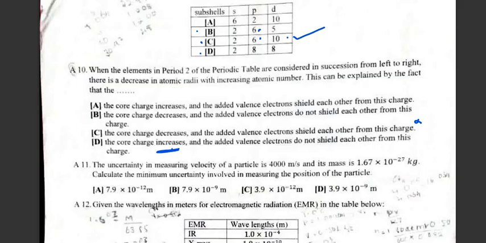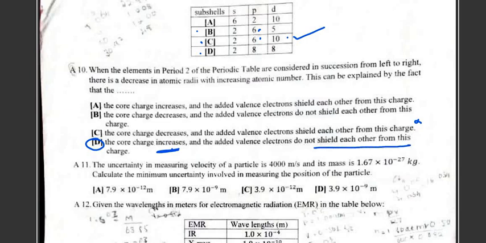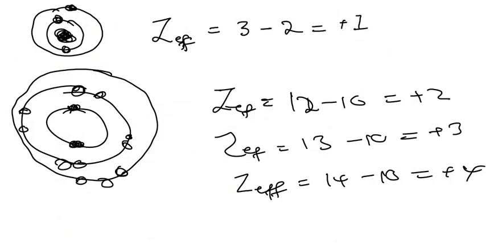So a point of correction here: the core charge increases and the added valence electrons do not shield each other because we're adding them in the last shell. We're not adding them in the shells in between. Like these 10 electrons you are seeing here, the first 2 and the 8 electrons, they are shielding, or rather preventing the central part from having a direct interaction with the outermost shell electron. So this is the pulling effect. That's what we're calling the core charge.